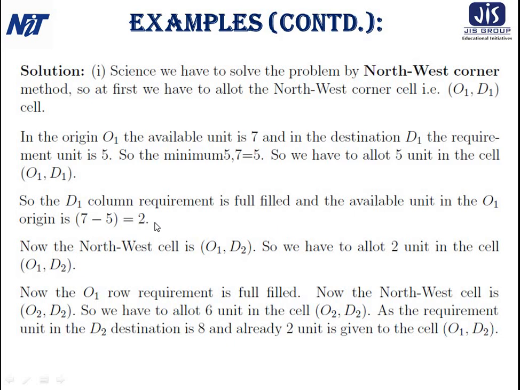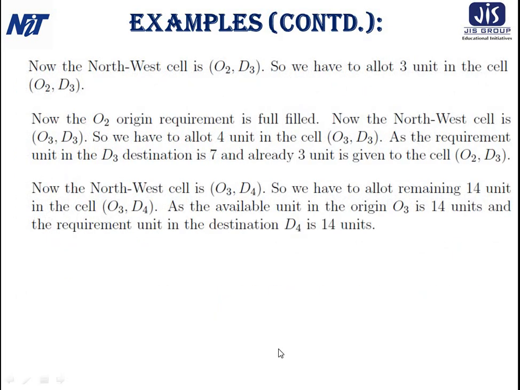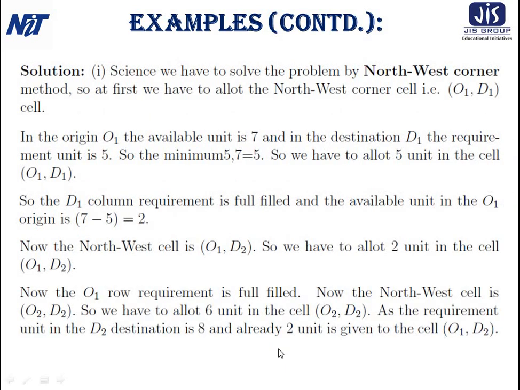Now which one is the northwest corner cell? Now O1 D2 is the northwest corner cell, and what is the available unit in the O1 origin? That is 2 units. And what is the requirement unit in the D2 destination? That is 8 units. So which one is minimum? 2 is minimum among 2 and 8. So we can supply 2 units in the cell O1 D2.